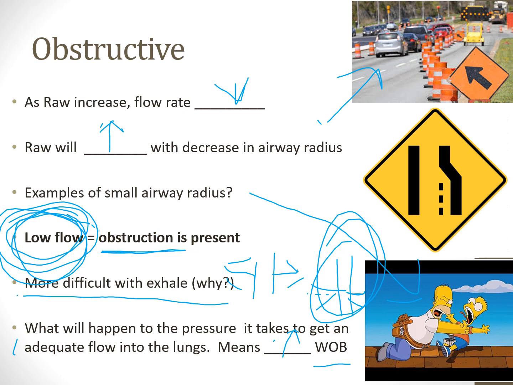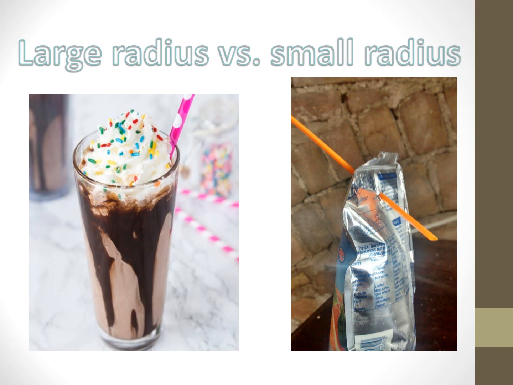Imagine you're trying to drink a milkshake, right? You're trying to drink this lovely milkshake, and you have a nice large straw. It's very thick. Now, imagine you drop that straw on the ground and you're trying to use this skinny straw instead. Smaller radius. Which means you're going to have to pull that much harder to get the same amount of milkshake into your mouth, right? So the smaller the radius, the more pressure it takes to get gas flow in and out of your lungs.